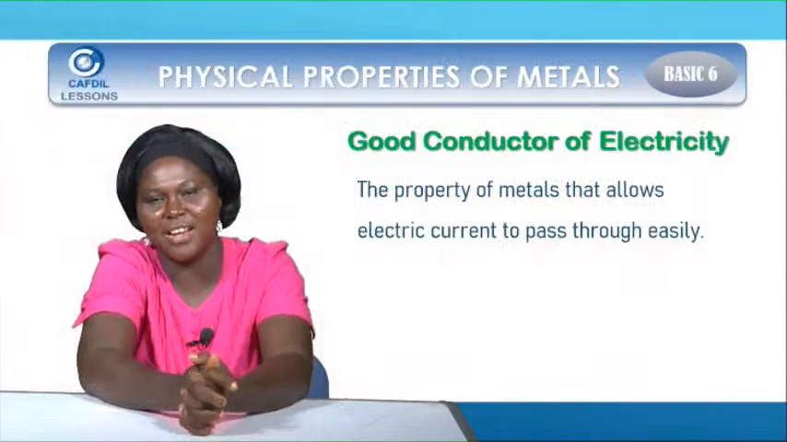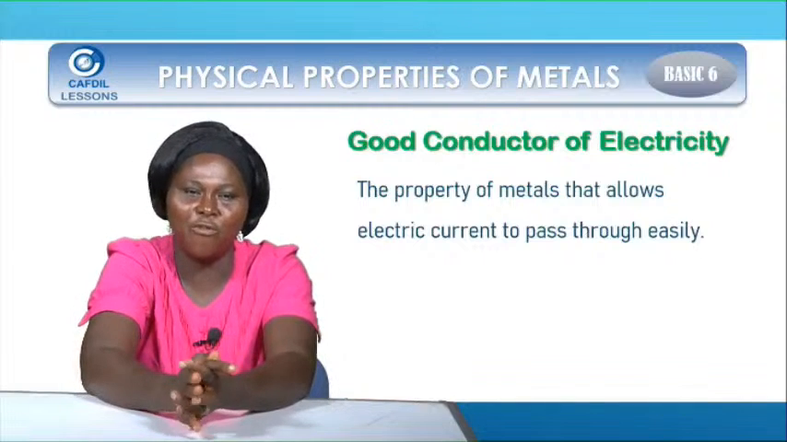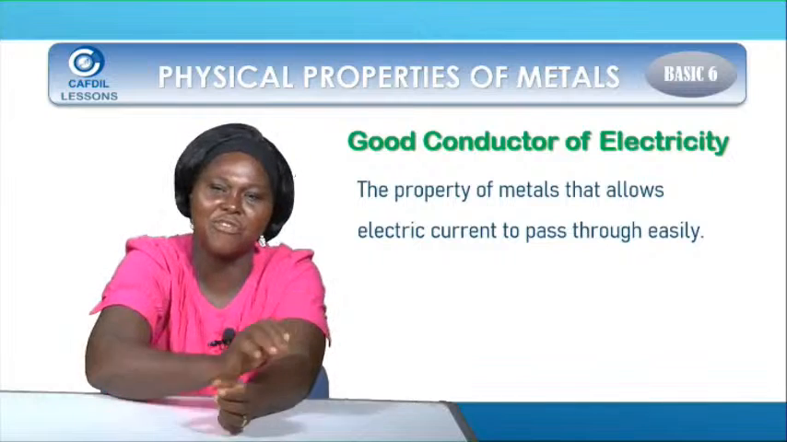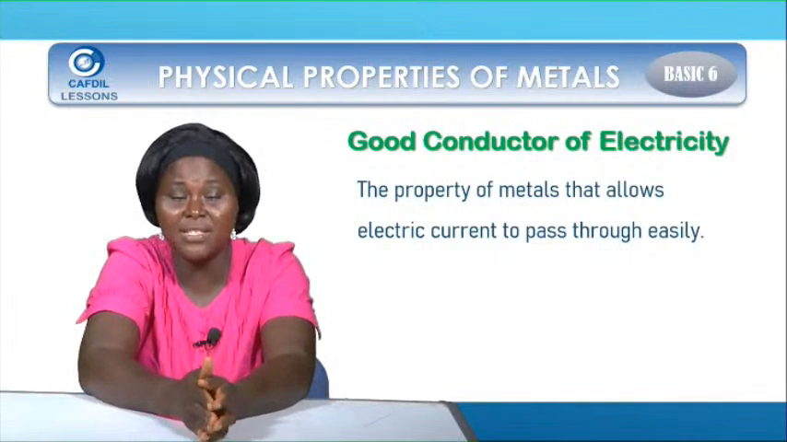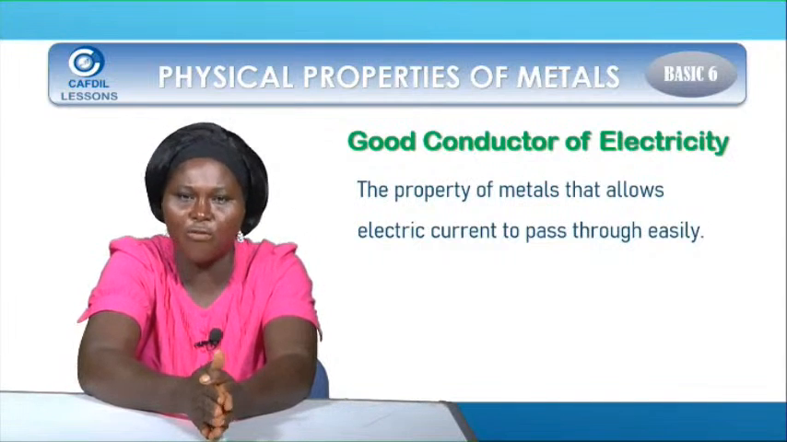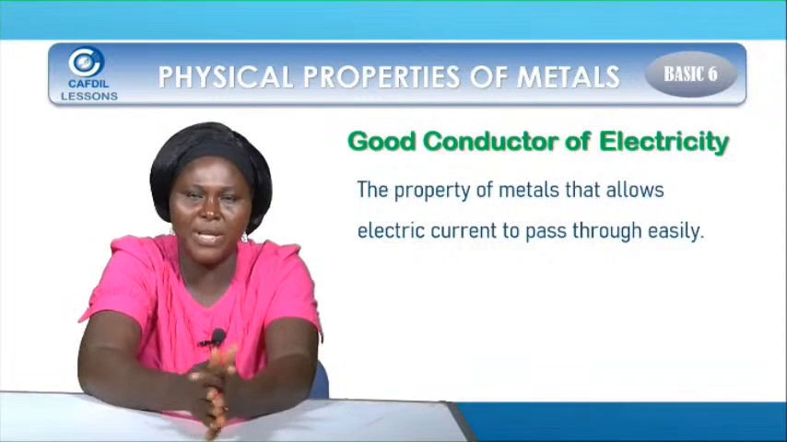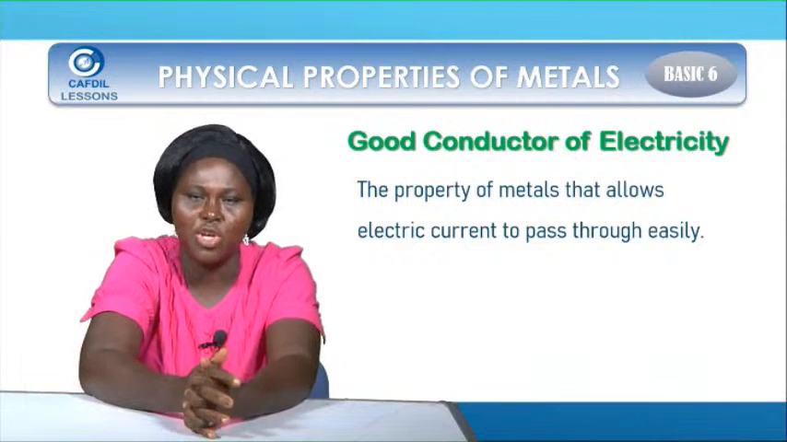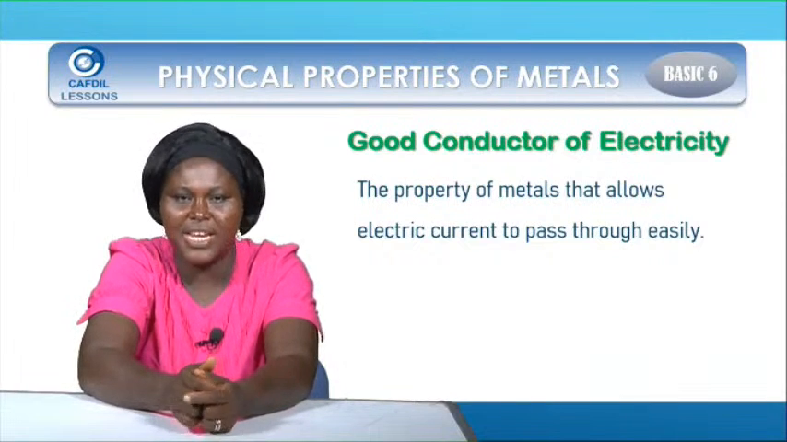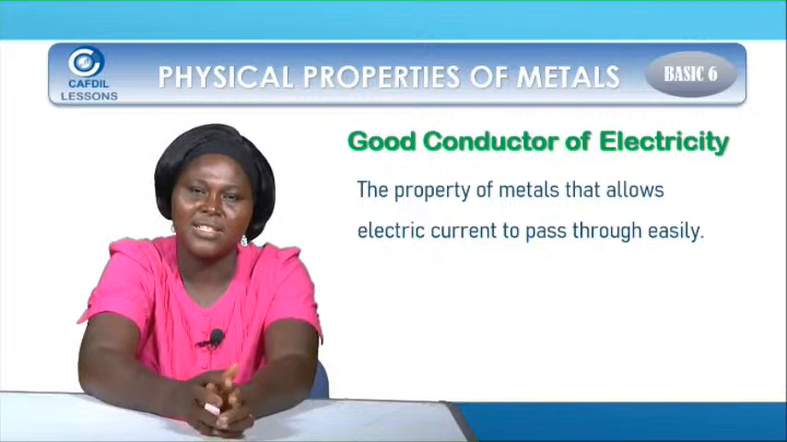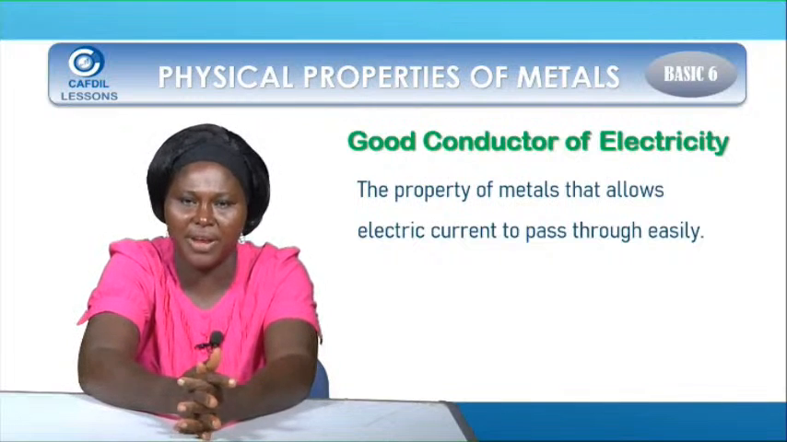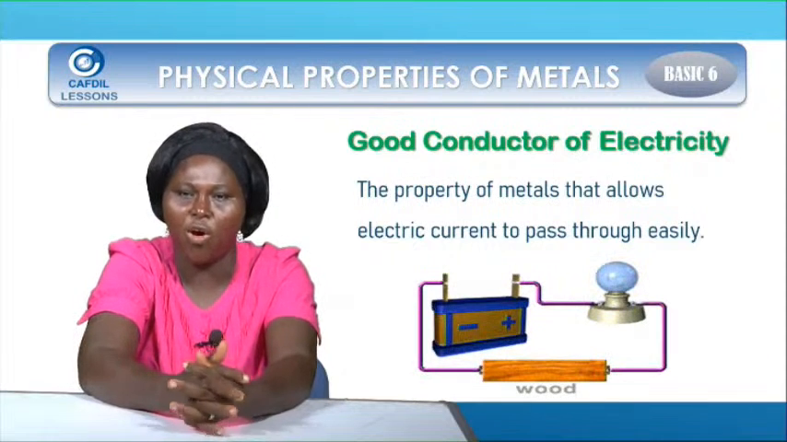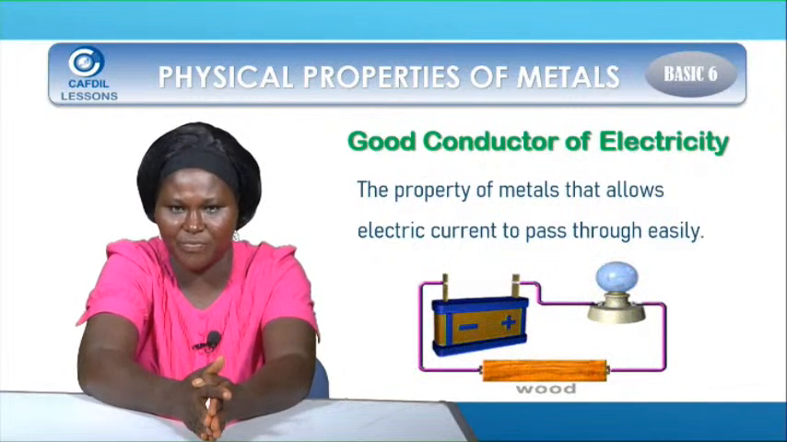Let's look at another property of metal. We have good conductor of electricity. Now metals are very good conductors of electricity. The property of metals that allows electric current to pass through easily is good conductor of electricity.